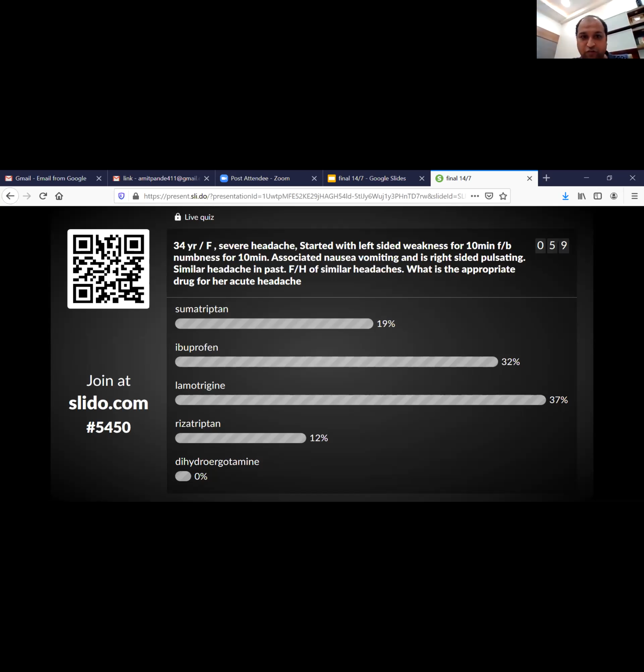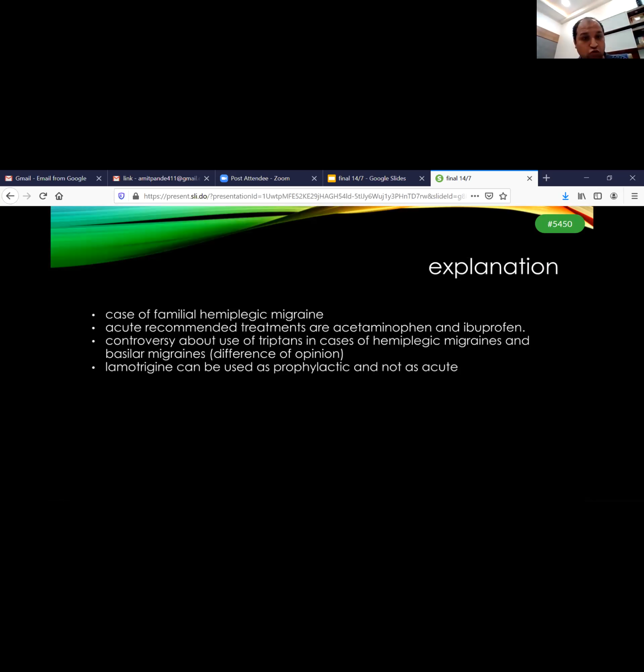The right answer is ibuprofen. We are asking what is the appropriate drug for her acute headache. We are not talking about chronic headaches, and we're not asking for a prophylaxis. So this is a case of familial hemiplegic migraine. The acute recommended treatments are acetaminophen and ibuprofen. There is controversy about the use of triptans in hemiplegic and basilar migraines because they are vasoconstrictive in nature and may exacerbate the morbidity. This is what is thought. Lamotrigine can be used as a prophylactic and not in acute treatment. So the answer here is ibuprofen. Okay, I hope you get it.